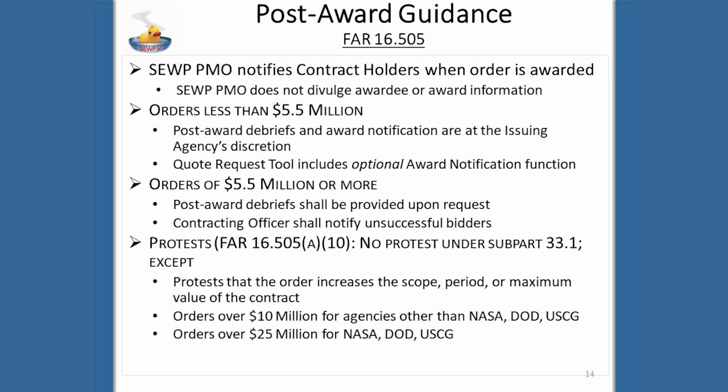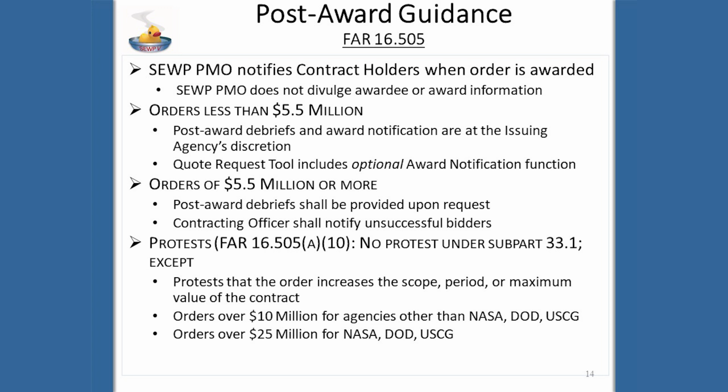Finally, under FAR Part 16, the protest level. There is no protest allowed under Subpart 33.1 unless the order itself is outside the scope of the contracts, increases the period of performance of the contracts, such as doing a SEWP 4 or a SEWP 3 order, which of course we would not allow, or increases the maximum value of the contract. The way SEWP operates, that is highly unlikely to occur. Currently, you would have to have an order over $19 billion in order to max out the value of any of our contracts.